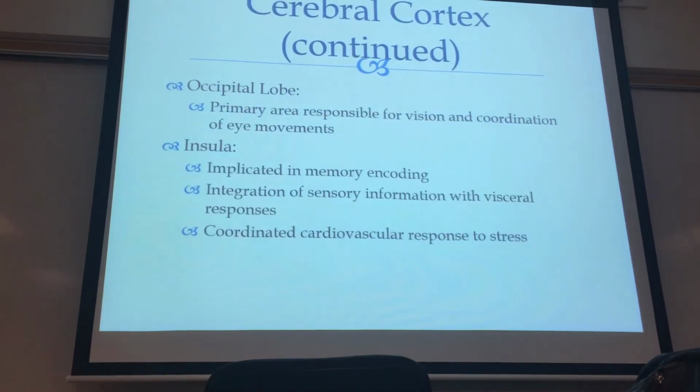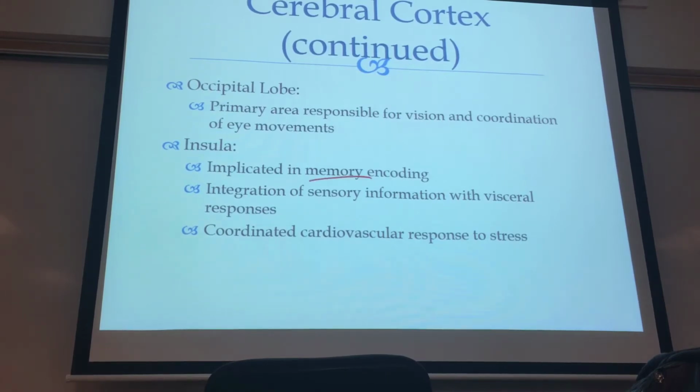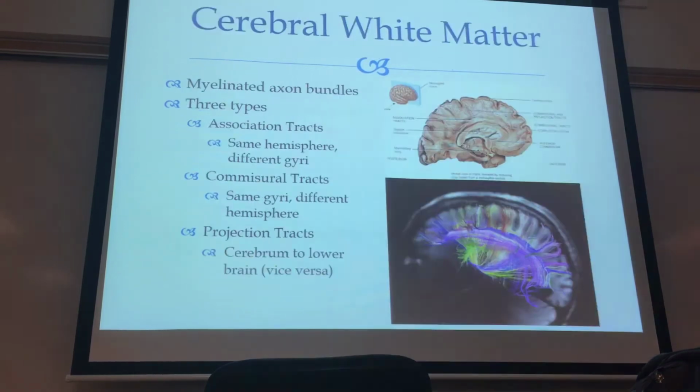The other area is the occipital lobe. That's going to be for vision. Insula, typically for memory. Insula would be more the inside of the brain itself. I'll leave you guys to these.